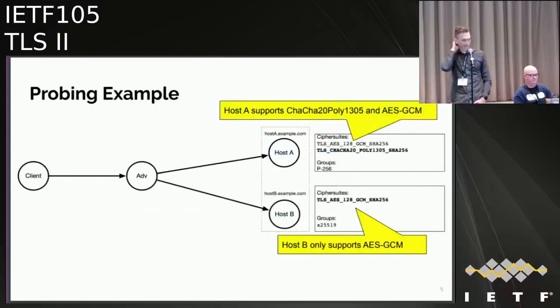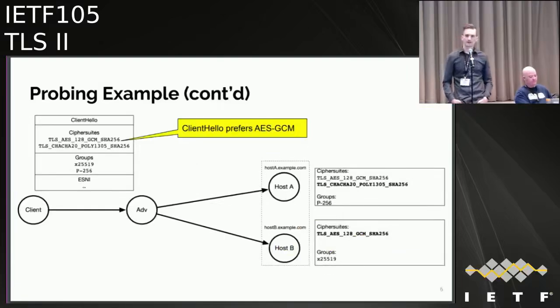Let's start with a problem that exists in the current draft. Assume you had the following topology where 2 servers in your supposed anonymity set have different cipher suite configurations enabled for whatever reason. Host A on top supports both AES and ChaCha. Host B on the bottom only supports AES. Next slide, please. Suppose your client sends a ClientHello in which it prefers AES over ChaCha, and some on-path adversary intercepts it. Next slide, please.